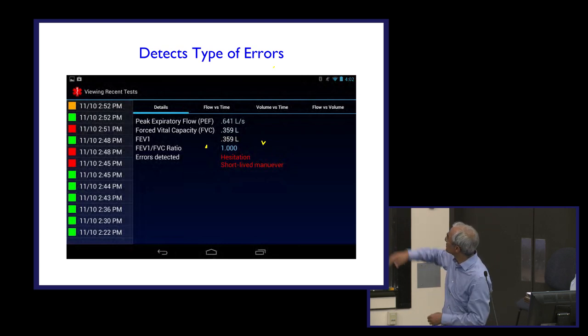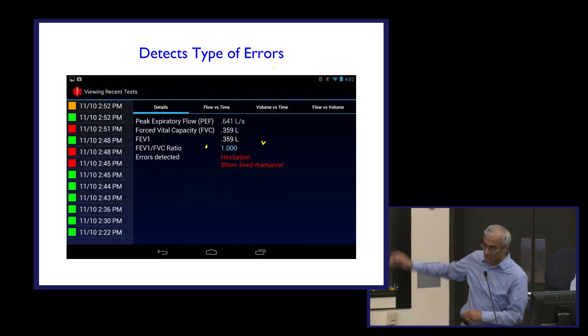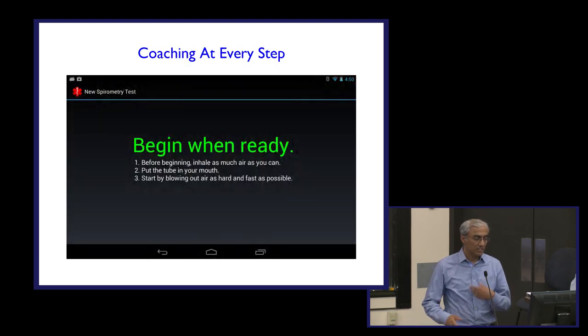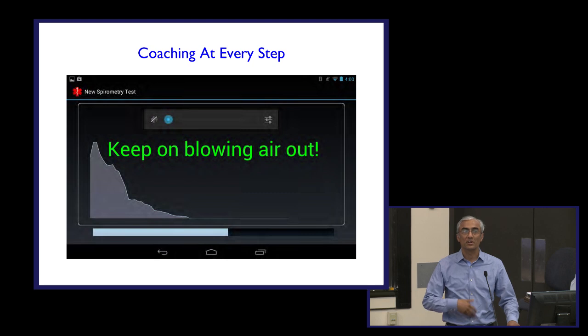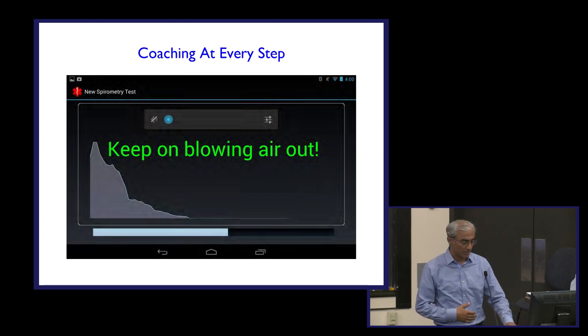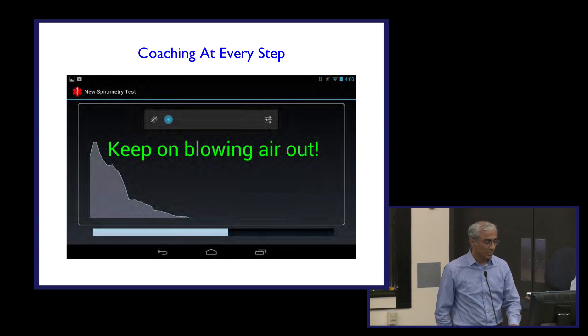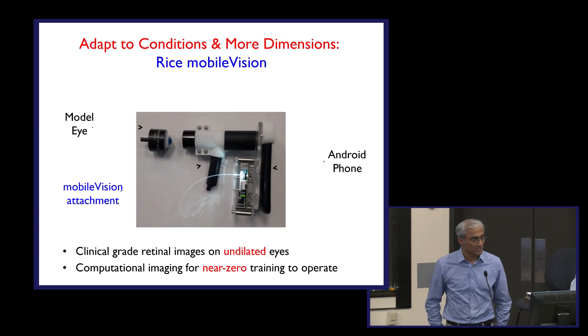Like in this case, it shows that the maneuver had a hesitation or it was a short-lived maneuver. And then it will actually coach. So you can do context-sensitive coaching to correct those errors or help users deliver a right maneuver. I'll give one more example, and then I'll go back to my seat.